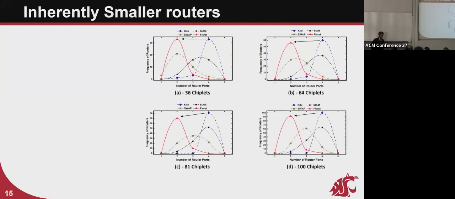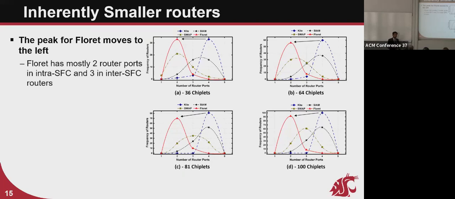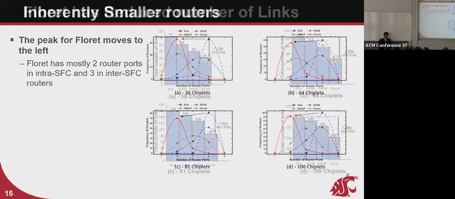Because we have this Floret architecture, where we are just connecting each chiplet to its predecessor and the next one, we have smaller router ports, which gives an explainability idea of why this works better. We can see all the other architectures, Kite, SIAM, SWAP, and Floret, where we have the number of router ports being smaller. The peak of Floret in router port configuration moves towards the left, where we have mostly 2 ports, and 3 in the case of inter-SFC. So we can give that redundancy.